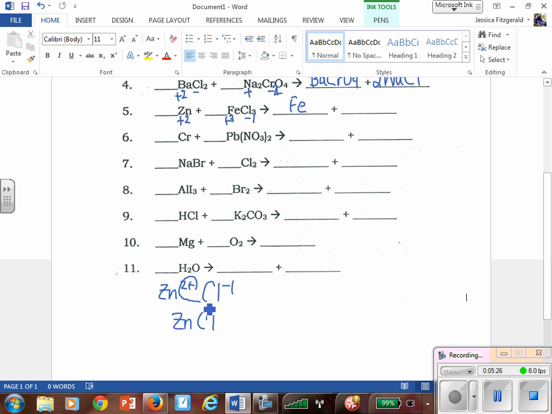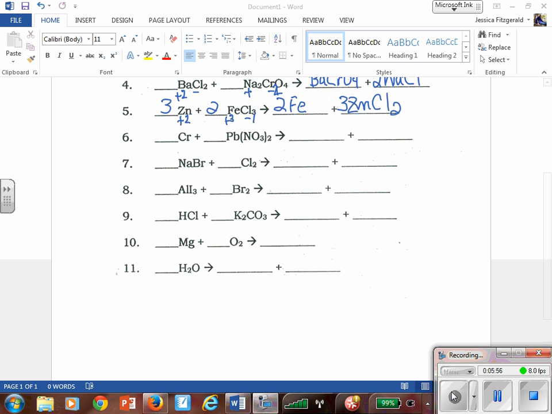So again, that 2 will be going here. This 1 is dropping down there. So you get the formula of ZnCl2. And we would balance 3, 2, 2, and 3. And again, if you wrote the compound ZnCl2 in the first blank and then iron in the second blank, that is okay. Number 6 is also a single replacement.